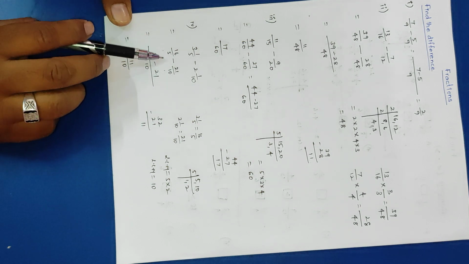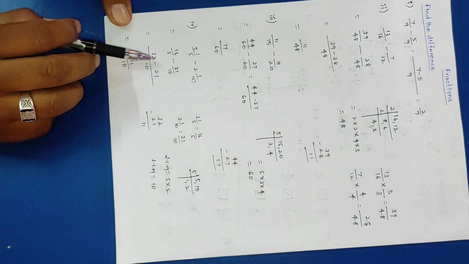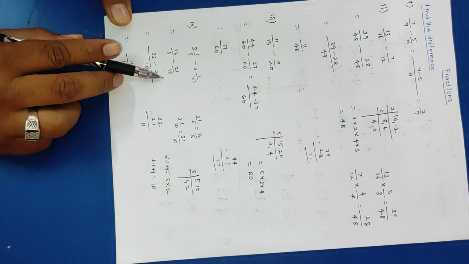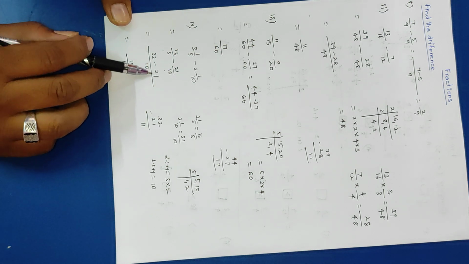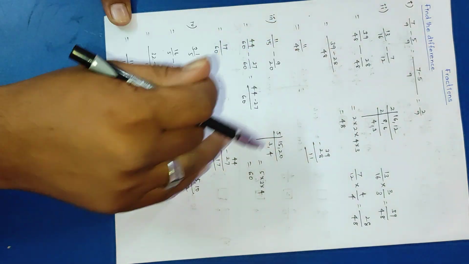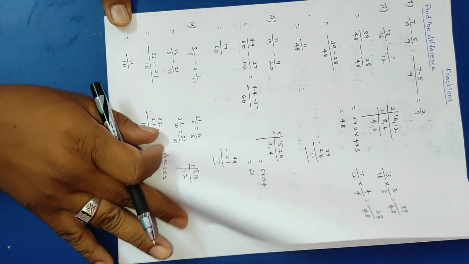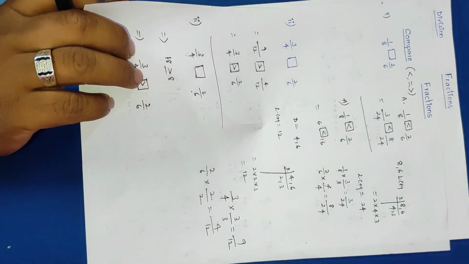Now 5 2s are 10, 2 16s are 32, 10 1s are 10, 1 21s are 21. 32 minus 21, 11 by 10. Difference of fractions means subtraction of fractions.